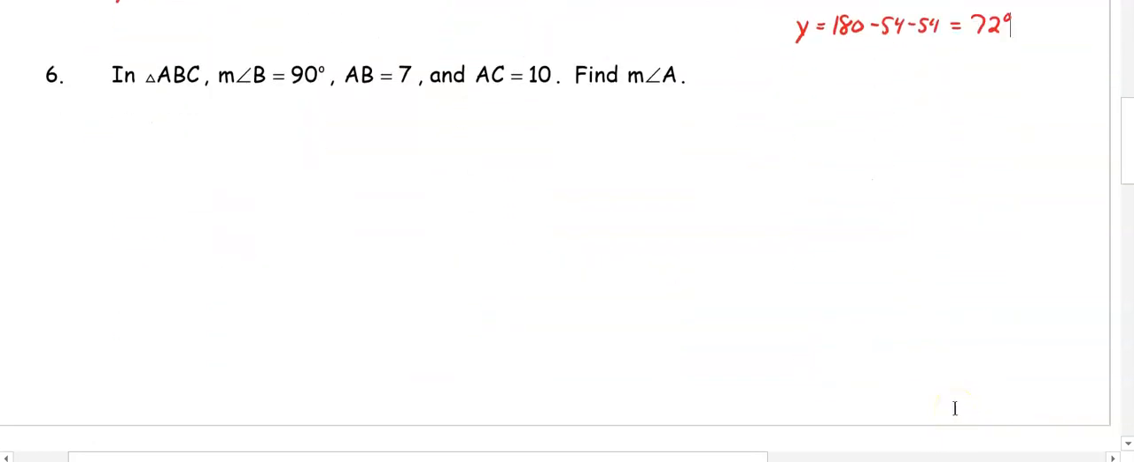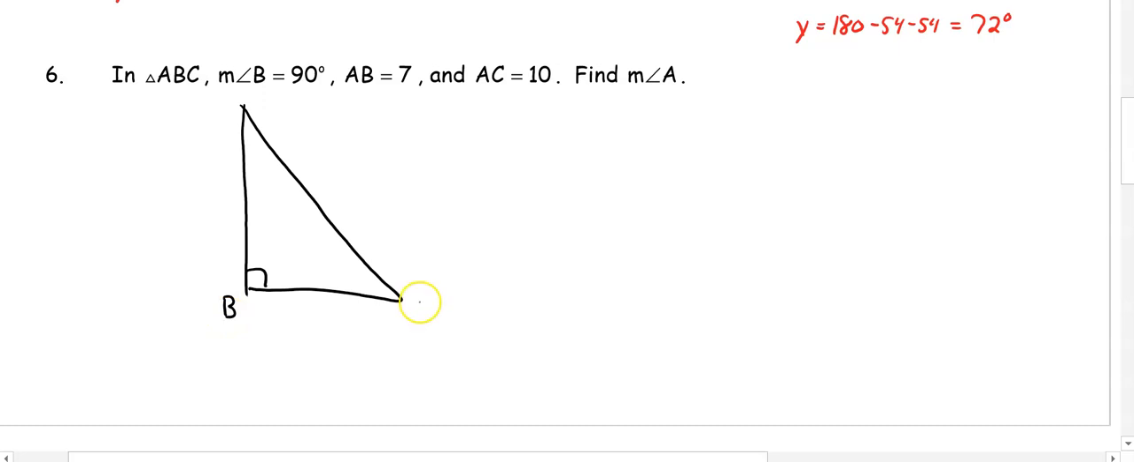In number 6, we need to draw a triangle because we don't have one. So remember, we're always using a right triangle. In triangle ABC, the measure of angle B is 90 degrees. We don't know where A and C are, so we're just going to put them in either spot, that is fine. AB has a length of 7. AC has a length of 10. Find the measure of angle A. So we're going to call angle A X.